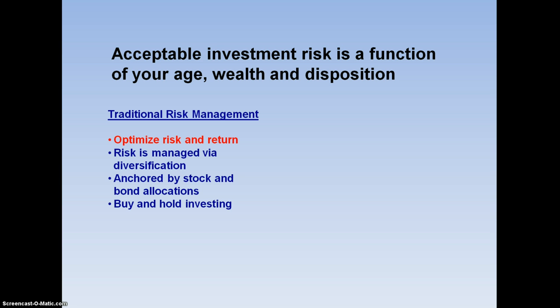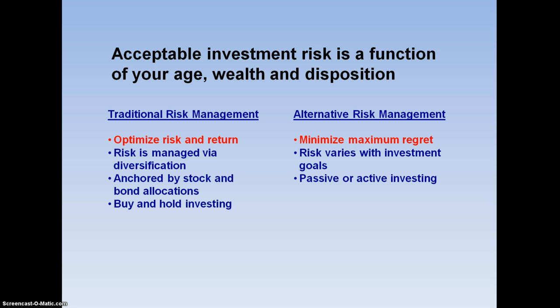Traditional risk management has as its goal optimizing risk and return. Risk is managed via diversification, anchored by stock and bond allocations, largely in a process of buy and hold investing. An alternative to this is to have the goal of minimizing your maximum regret. Risk varies with investment goals, and it can include both passive or active investing.